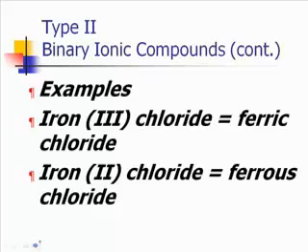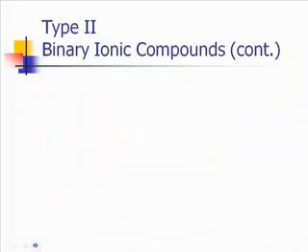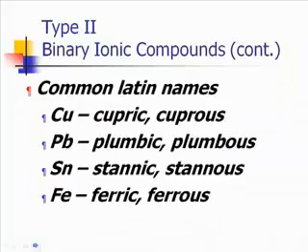So an example with iron, remember I said it could be a plus 2 or a plus 3. The plus 3 would be ferric. Fer is the Latin root for iron, so ferric chloride, or the iron 2 chloride would be ferrous chloride. Okay, again, you don't need to use these. I would prefer you just stick with the Roman numerals, but I do want you to be aware that these are used. Okay, some common Latin names, then these are for some common metals, are ones that you might see.